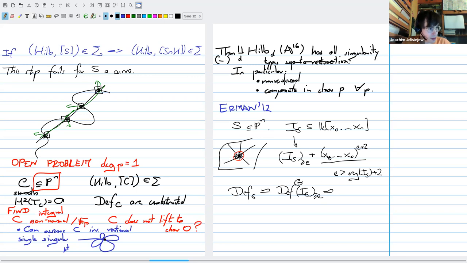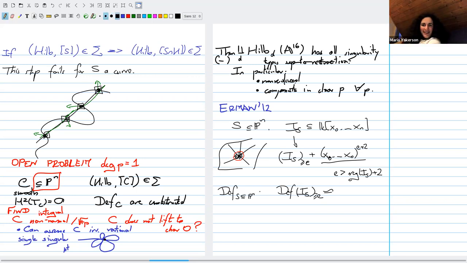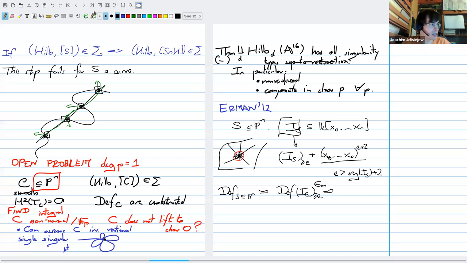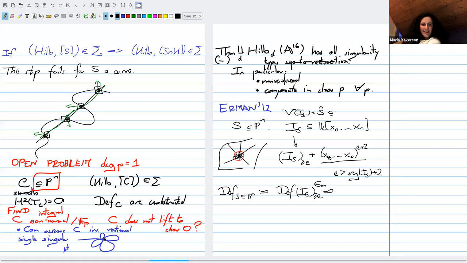Okay, so the deformations of S, I guess it's safer to put in Pn here. Sorry, looking at your ideal, I guess it's a cone? Oh, this is a homogeneous ideal. So it just defines the cone over S inside A^(n+1). Okay, cool.